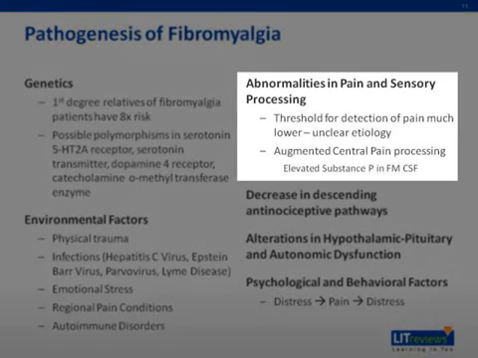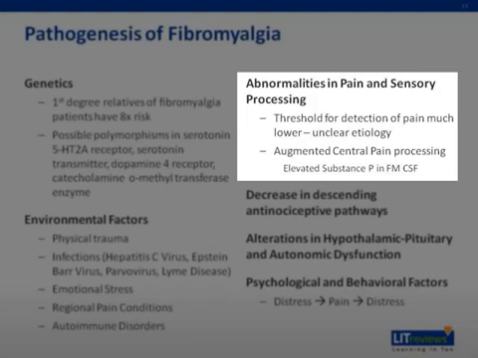Other theories focus on abnormalities in pain and sensory processing, where, by some yet to be determined mechanism, the threshold for the detection of pain is much lower. Alternatively, augmented central pain processing may play a role as well. We know that elevated substance P has been found in the CSF of fibromyalgia patients.